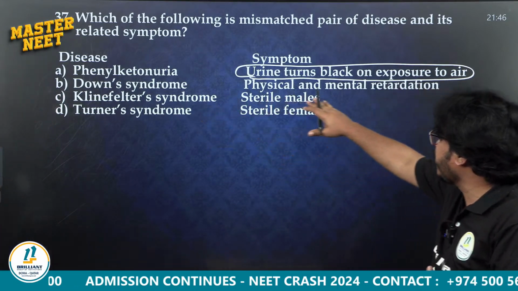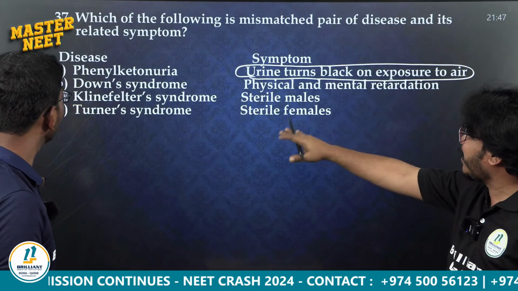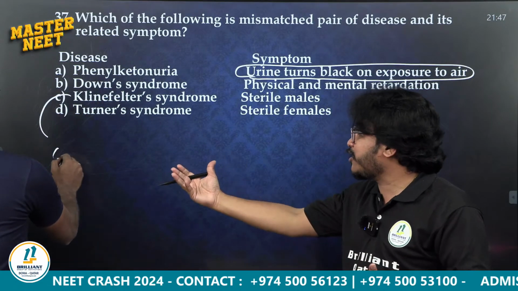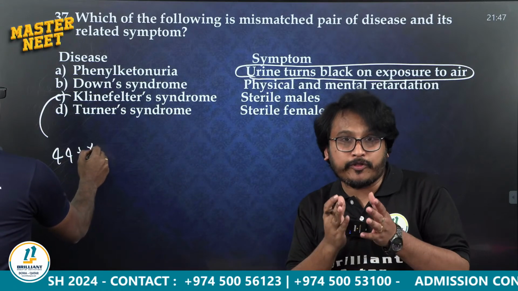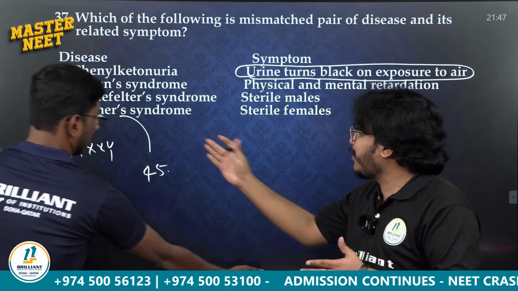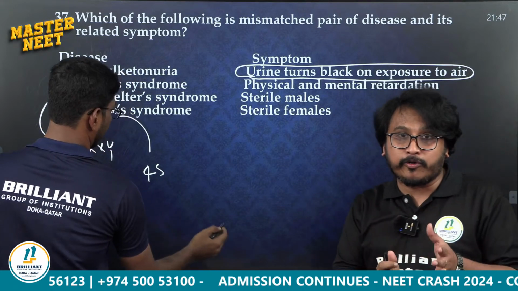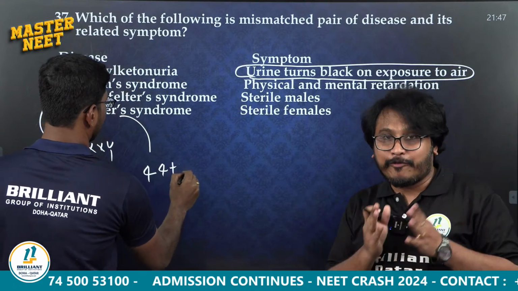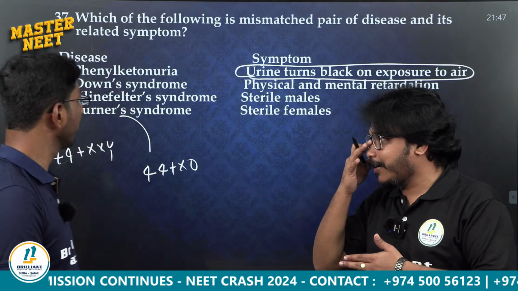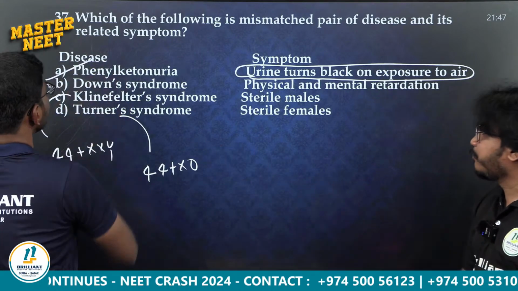Remaining, you can see Down syndrome, physical and mental retardation. Klinefelter, sterile males with gynecomastia, development of breasts and all, and it is the trisomy of the 23rd pair with 44 autosomes and XXY. And Turner syndrome is an example of monosomy of the 23rd pair, 44 autosomes plus XO. And they are also sterile. Yes or no, sir? Right. So what is the answer? Tell me.